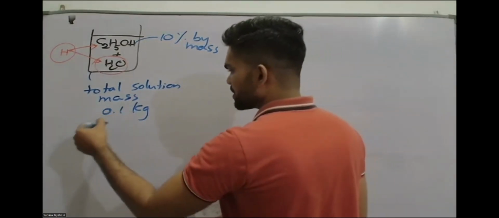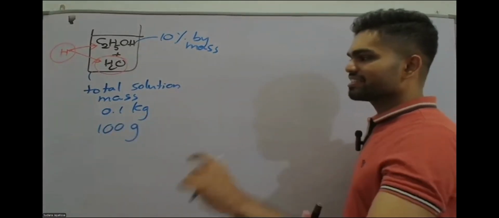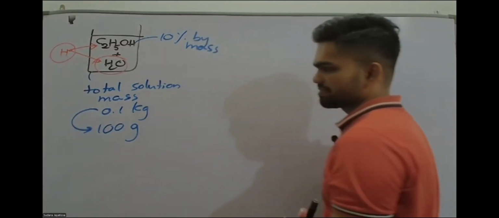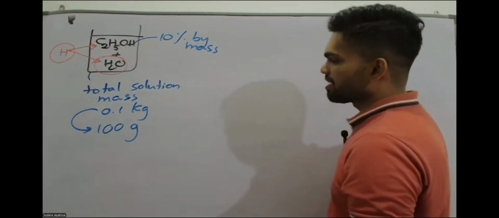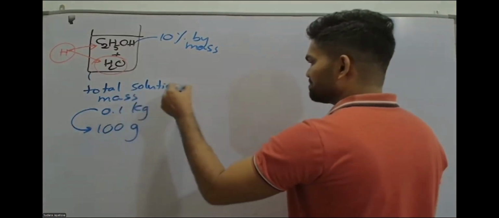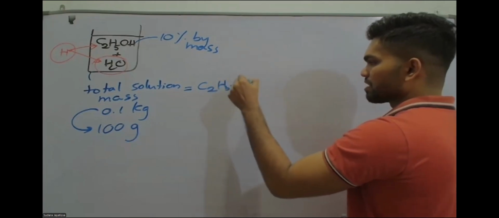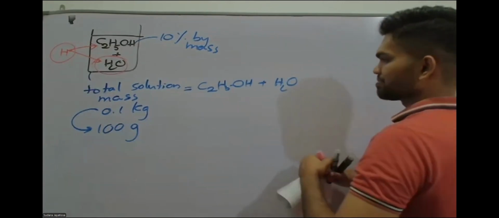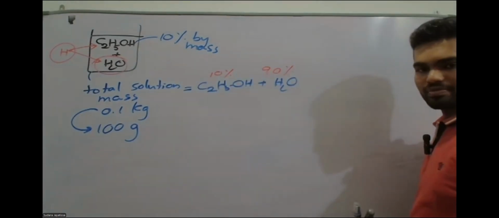Understand? So you have to do a small unit conversion, like was explained in the class. It should be 100 grams, because 0.1 kilogram is 100 grams. 1 kilogram is 1000 grams. I know these things are really easy for you by now. You learned them in O levels also. So out of the 100 total grams, the total solution means ethanol plus water. This is 10%, and the remaining 90% is water.